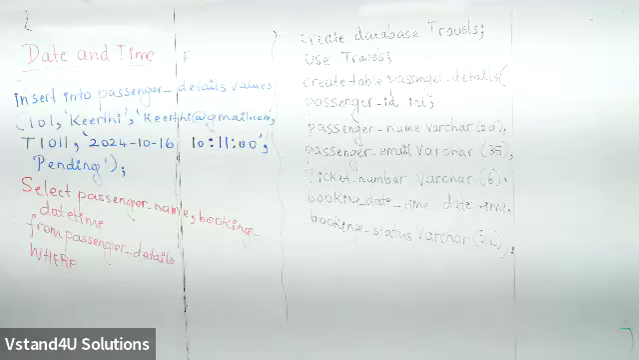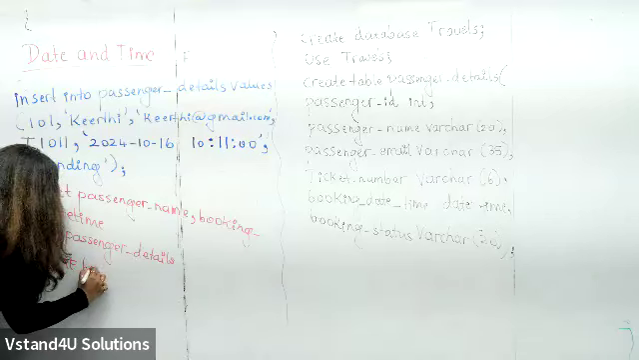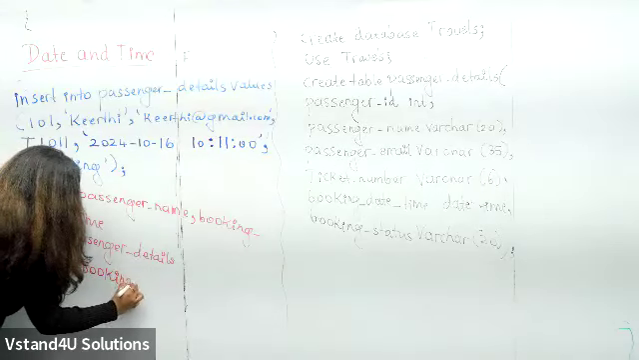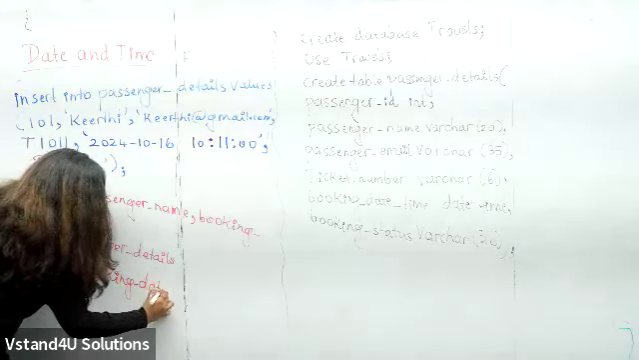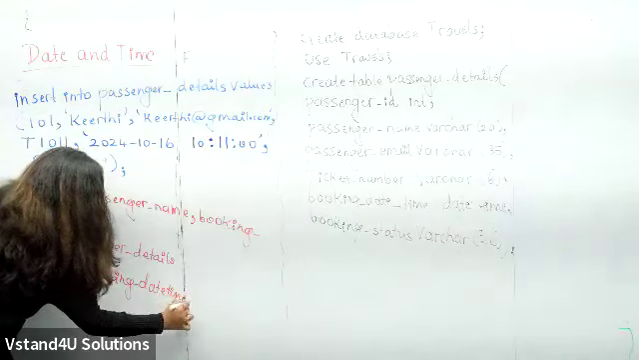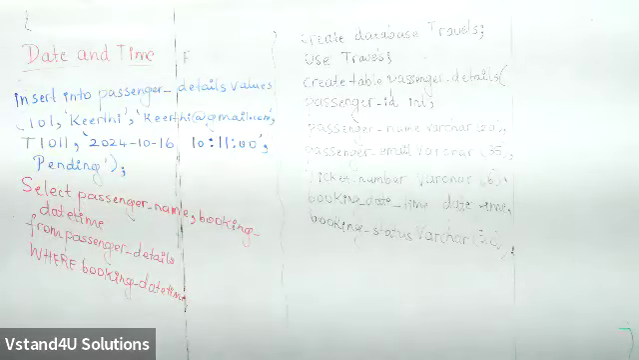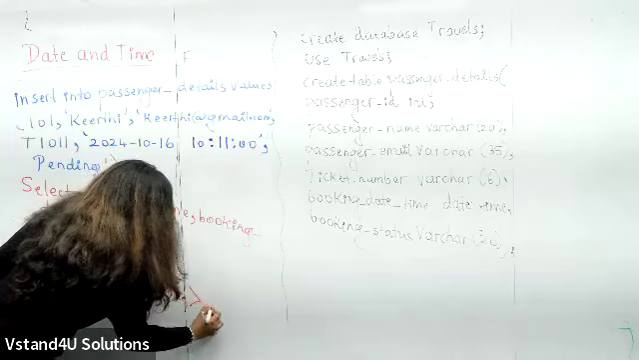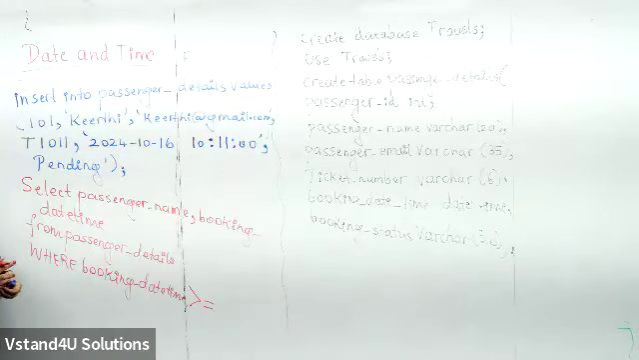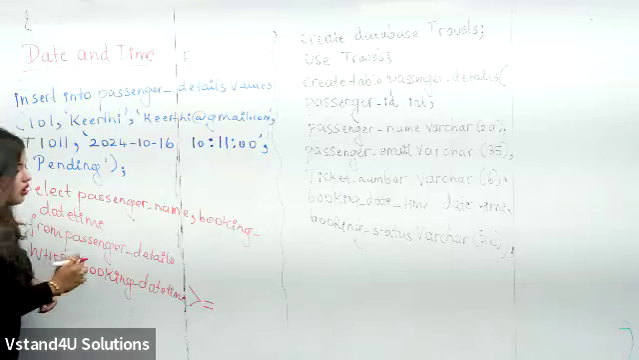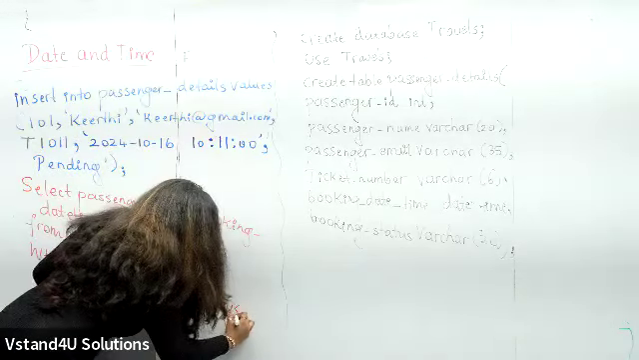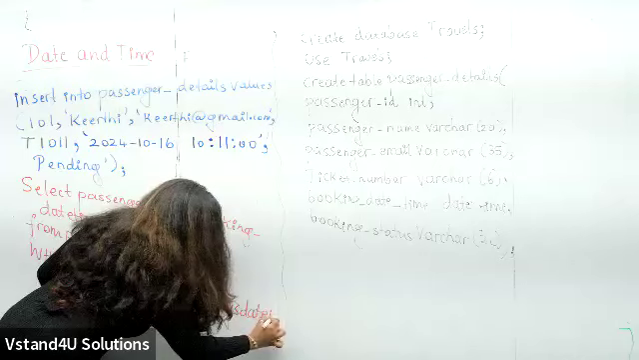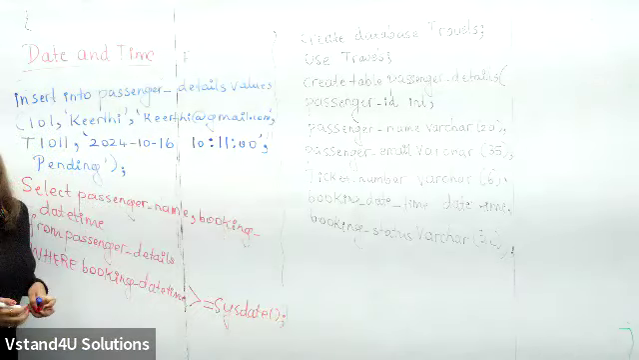So booking date and time only you have to consider. Yes or no? So I will write where booking date time. Now they are telling on or after current date and time. Yes or no? Can I say greater than or equal to system date? Yes or no?